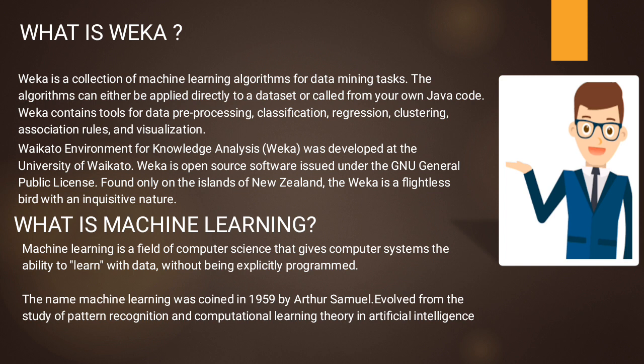Now, let us see what is machine learning. Machine learning is a field of computer science that gives computer systems the ability to learn with data without being explicitly programmed. Rather than being programmed to do a thing, by using machine learning, we can make computers decide themselves what to do. The deciding will be based on the data. So by pre-processing the data and applying various algorithms on the data, our program is able to predict what to do.